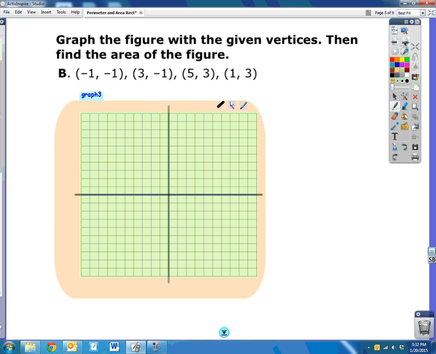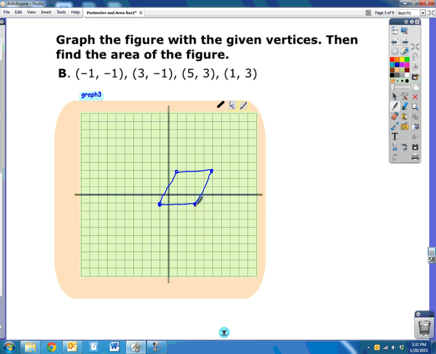Part of your assignment will also ask about graphing and finding area from there. We've done graphing before, so I'm going to graph these 4 points. -1, -1, there we go. 3, -1, there we go. 5, 3, okay, there we go. And 1, 3. Now, if I went too fast for you, pause it and catch up.